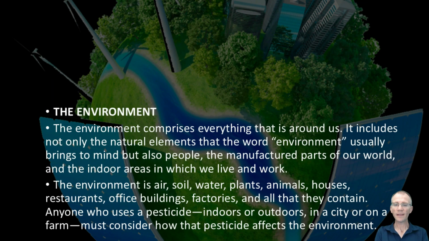The environment. The environment comprises everything that is around us. It includes not only the natural elements that the word environment usually brings to mind, but also people, the manufactured parts of our world, and the indoor areas in which we live and work. The environment is air, soil, water, plants, animals, houses, restaurants, office buildings, factories, and all that they contain. Anyone who uses a pesticide, indoors or outdoors, in a city or on a farm, must consider how that pesticide affects the environment.